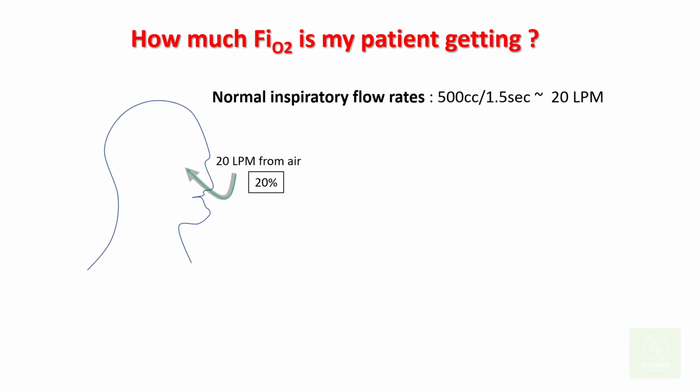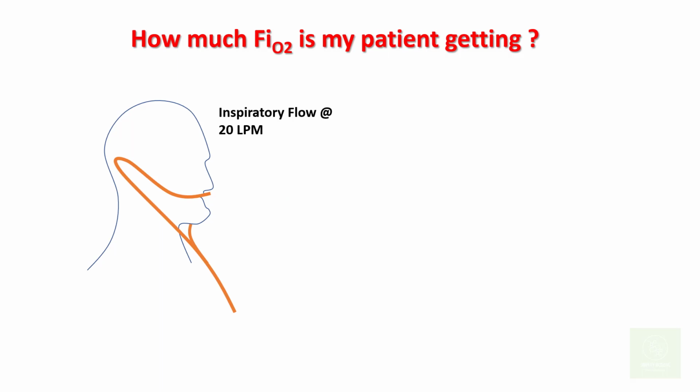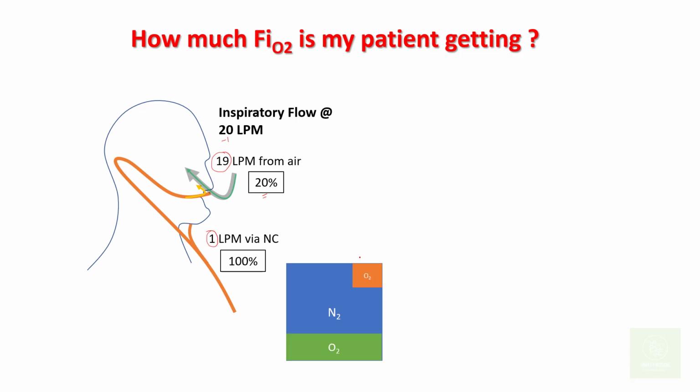You have a normal inspiratory flow rate around 20 liters per minute, and that 20 liters per minute comes from air, which has 20% oxygen. So let's give 1 liter per minute via nasal cannula. Now during inspiration, this patient is getting 1 liter of 100% oxygen from the nasal cannula, while 19 liters, that is 20 minus 1, is still coming from the air. So in fact, there is some portion of the inhaled air that is pure oxygen, and the big part is still the air.